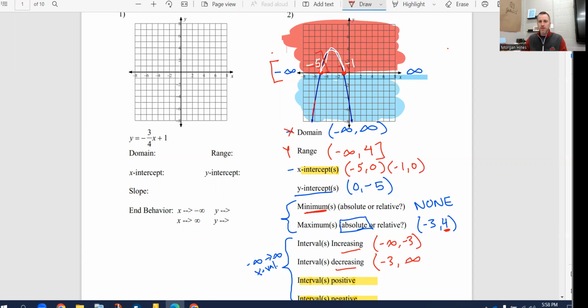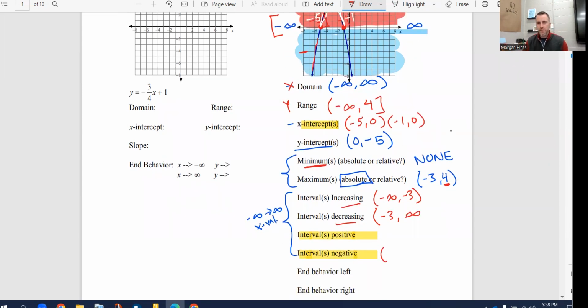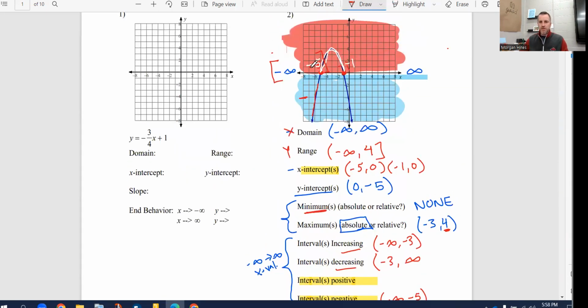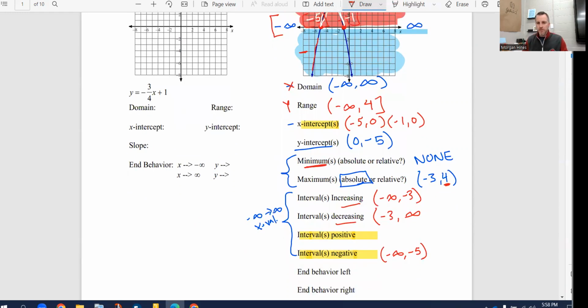So from -infinity to -5, what's happening? That's this part of the line right here. It's in the negative region. That means the y values are negative. So interval negative, -infinity to -5. Well, if it stops being negative at that point, what does it start doing? It starts being positive. So from -5 to -1, this function is positive. And if it stops being positive at that point, it starts being negative from -1.